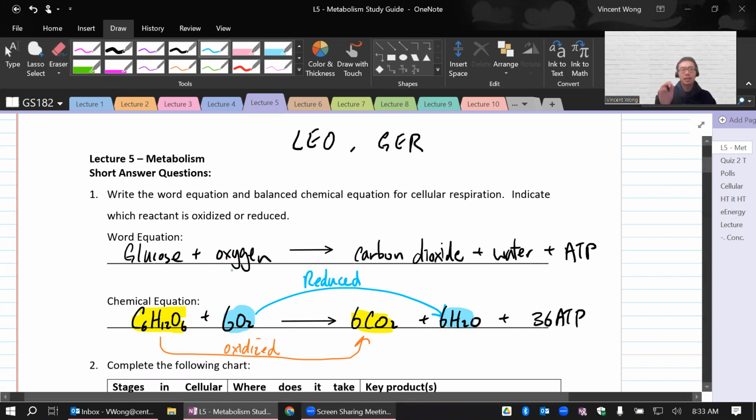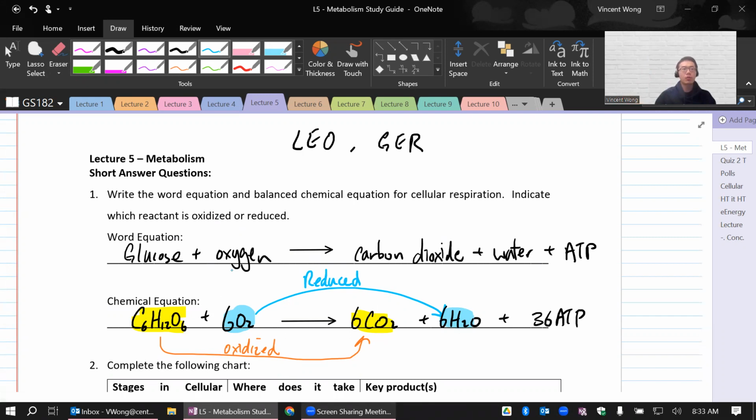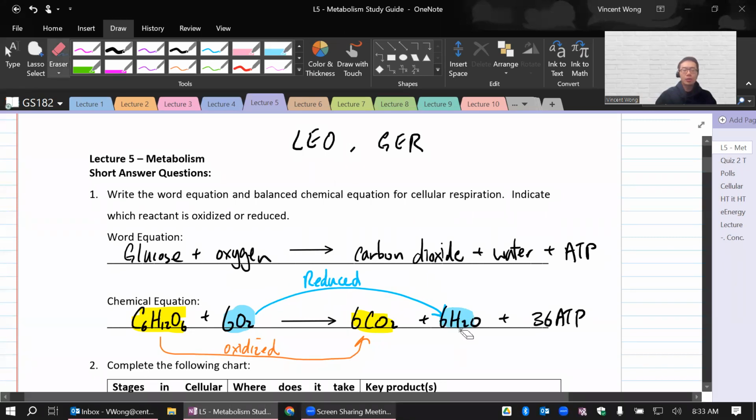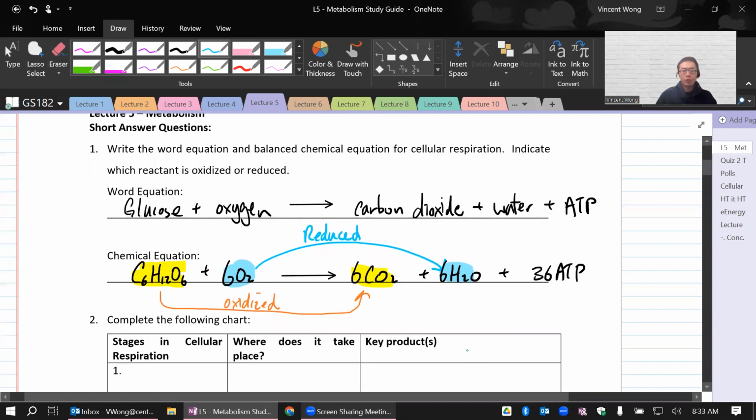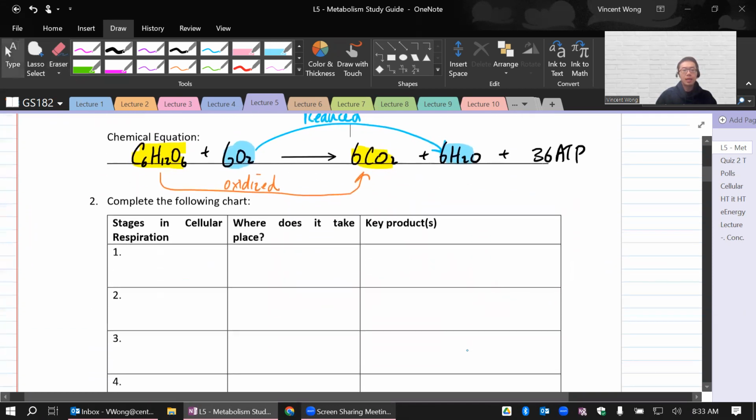Because oxygen is the ultimate molecule that will be receiving those electrons. We call it the final electron acceptor. Okay, so nothing is new. We're just reviewing for those of you who are joining us.